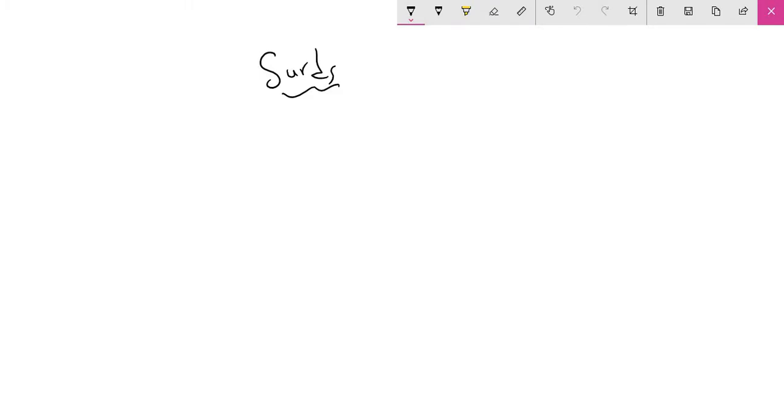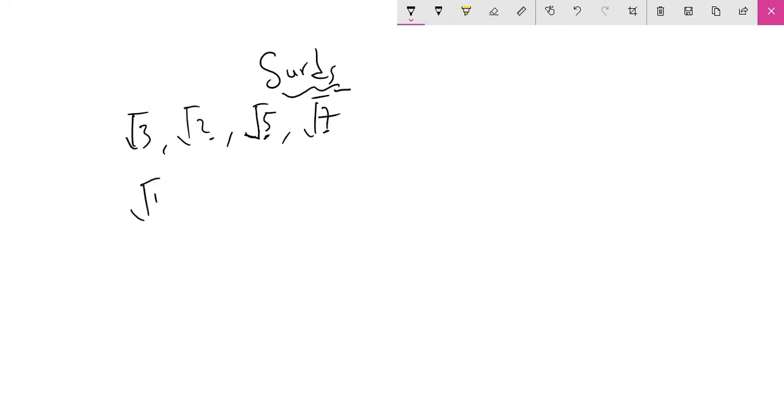Hello and welcome back. Today we're going to solve questions on surds. But before we jump right in, let me try to give you an understanding of what surds are and what kinds of numbers they are. Surds are numbers of the form root 3, root 2, root 5, root 7. Basically, the square root of numbers that are not perfect squares.